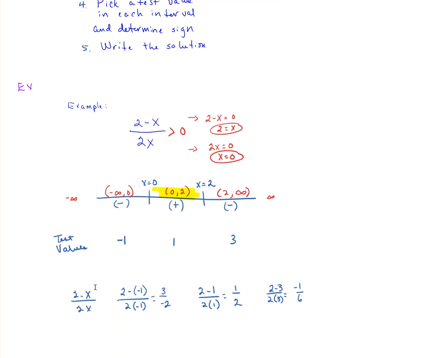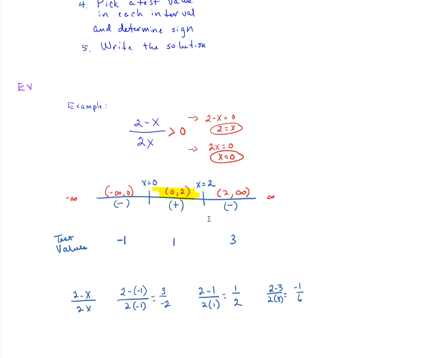Determine the sign. That means we're going to use this part, this thing here, and we're going to plug in our test values and see what we get. So if I plug in negative 1, I end up with 3 over negative 2. That's a negative. We don't care what the number is, we care about the sign. Here we get a positive 1/2, so that interval is positive. Here when we do it, we get negative 1 over 6, and we're again negative. So those are our signs for our intervals.